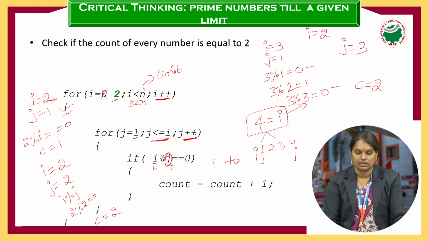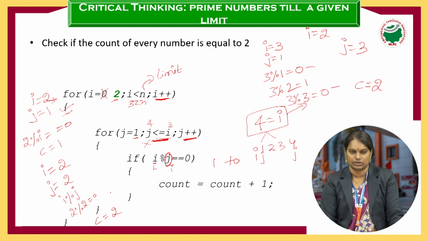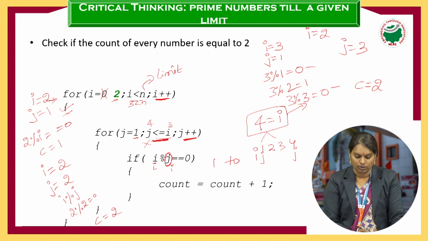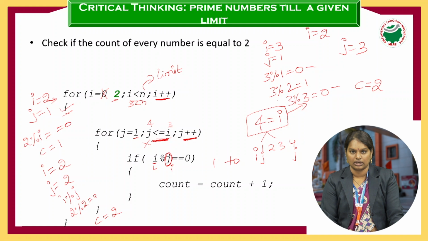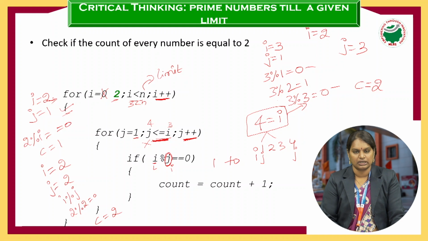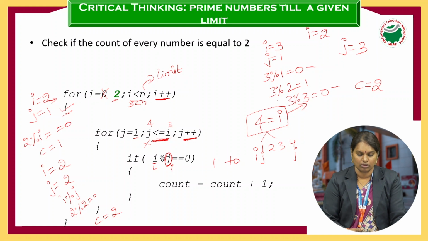Then your J gets incremented, that means J will become 4. 4 is less than or equal to the I value? The new I value is 3, this became 4. So your condition did not satisfy. When the condition is not satisfied, this loop will not be getting executed. But although this loop is not getting executed, after this loop immediately we have to print that 3 is a prime number. So because we completed here, we have to print 3 is a prime number. We'll see that code also.